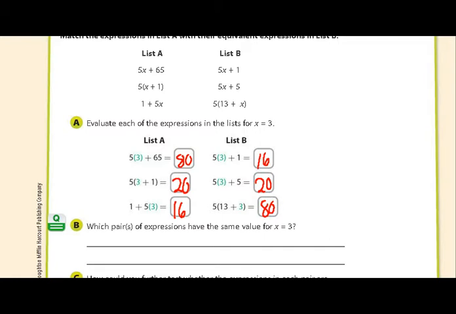Okay, and so for part B, write the pairs of expressions that have the same value when x equals 3. In this case, the first group would be 5x plus 65, and which other one on this side? 5 times parentheses 13 plus 3. Then you just write out the 3 sets of pairs that are equivalent. So go ahead and do that.